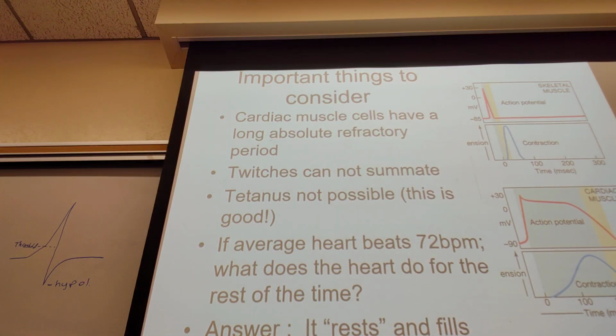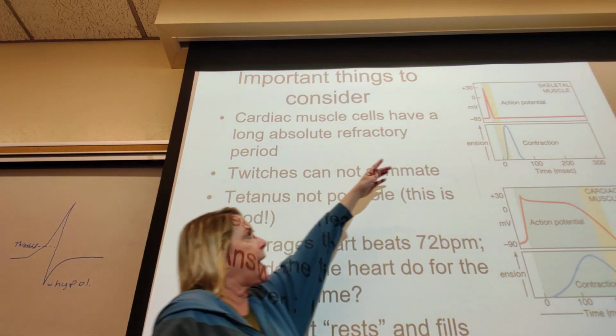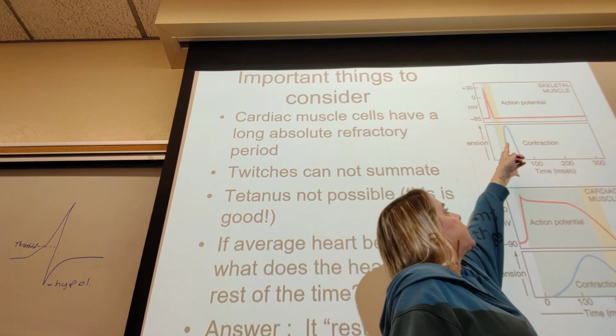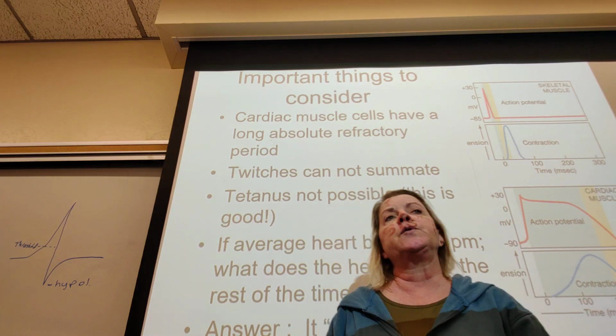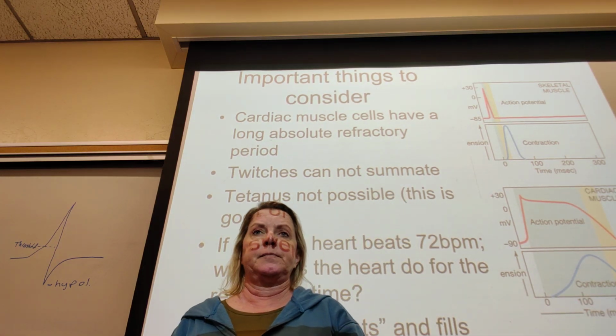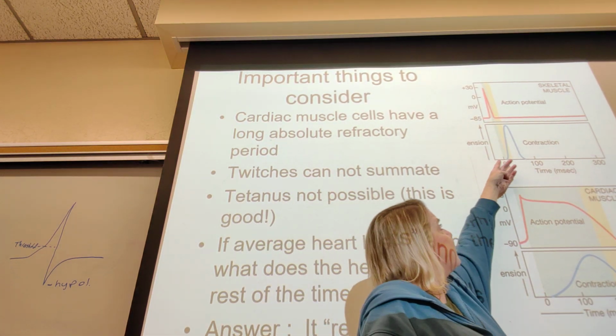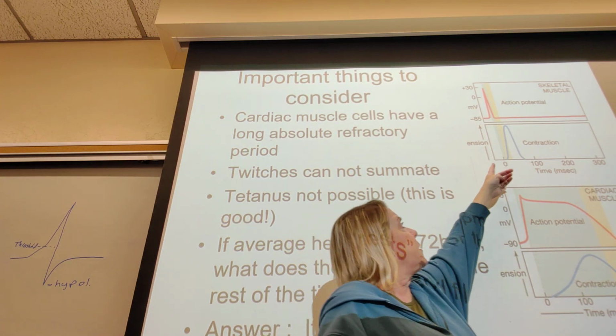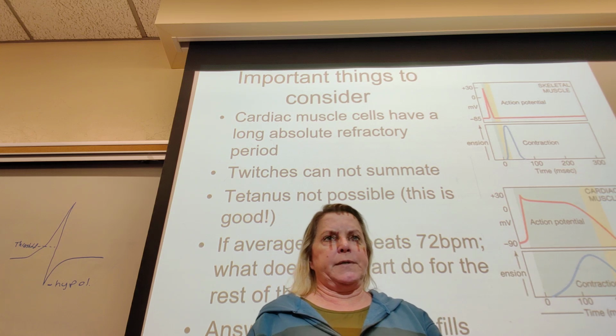Yes. It did? Good. Up in the top pictures, you're seeing an action potential in skeletal muscle. And then this picture, the blue is showing you the force of contraction. In the light, whatever color you want to call that, gray, green, is called absolute refractory period.